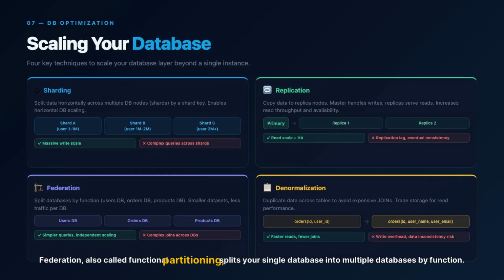Federation, also called functional partitioning, splits your single database into multiple databases by function: a user's database, an orders database, a products database. Each is smaller, faster, and can be scaled independently.